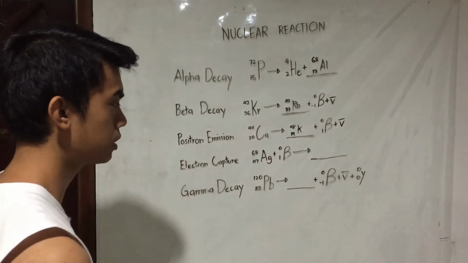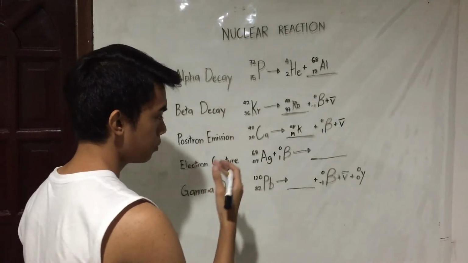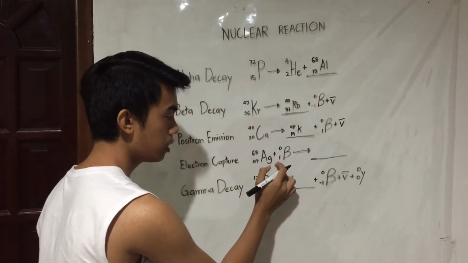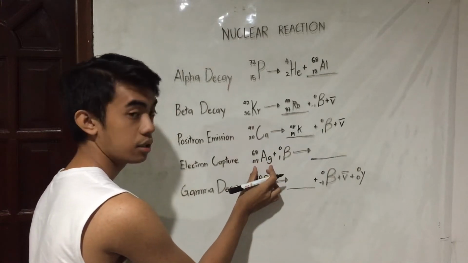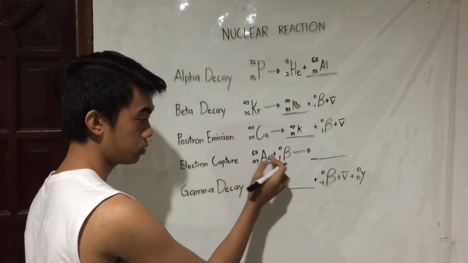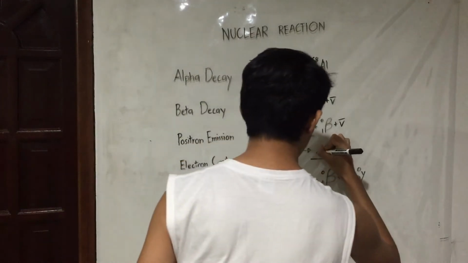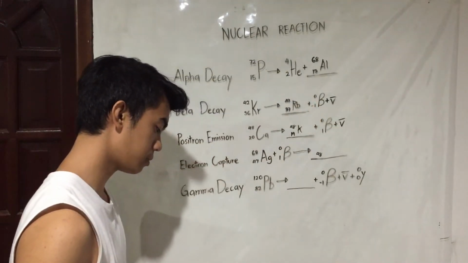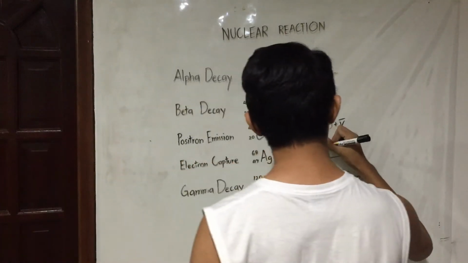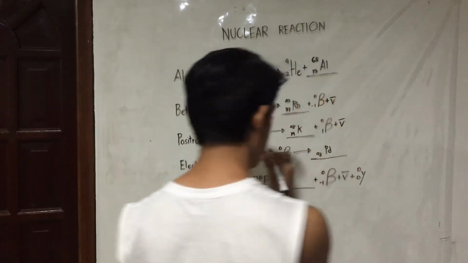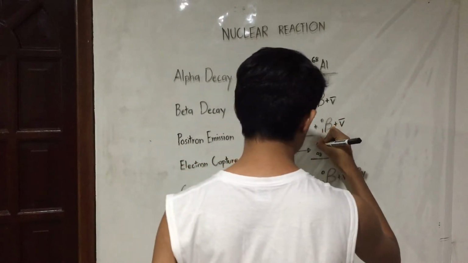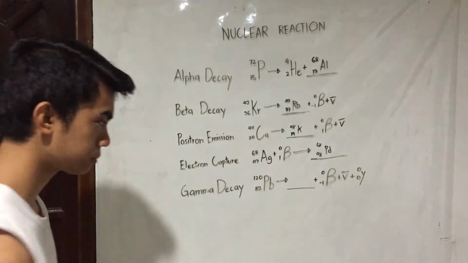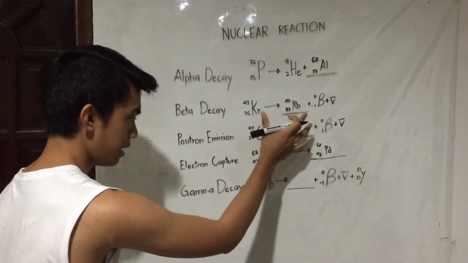Now for electron capture, what we have to do is add a single atomic number to this, which is silver. So 47 plus 1 is 48. In the periodic table, what we have there is palladium. Now 68 plus 0 is still 68. Simple. Now for gamma decay, it's just like beta decay. The difference is we have this particle.